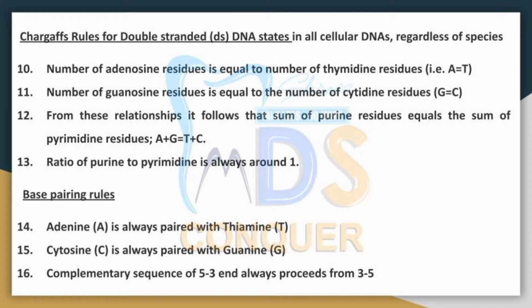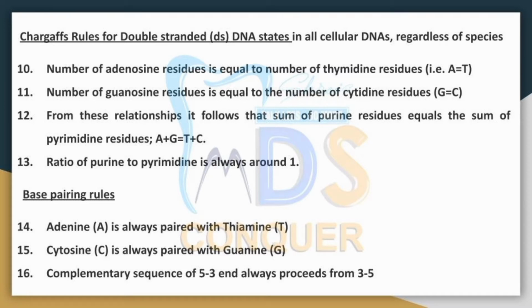The Chargaff's rules for double-stranded DNA state that in all cellular DNAs, regardless of the species, the number of adenosine residues is equal to the number of thymidine residues. The number of guanosine residues is equal to the number of cytosine residues. From these relationships, it follows that the sum of purine residues equals the sum of pyrimidine residues, that is A plus G equals T plus C. The ratio of purine to pyrimidine is always around 1.